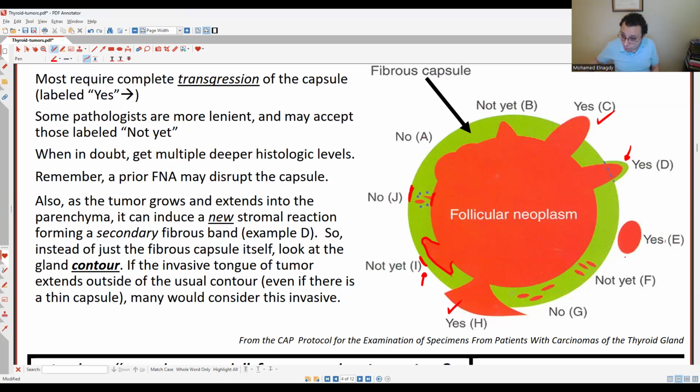And see this, a tumor might send a satellite outside the capsule. You see a satellite of the tumor outside the capsule. That's a yes, of course. However, you sometimes see satellites of the tumor that are still in the capsular wall. That's not yet. It's a no. So make sure this one also, it's a no. This one, it's a no. This, it's a no, because it didn't get to the outer boundary.